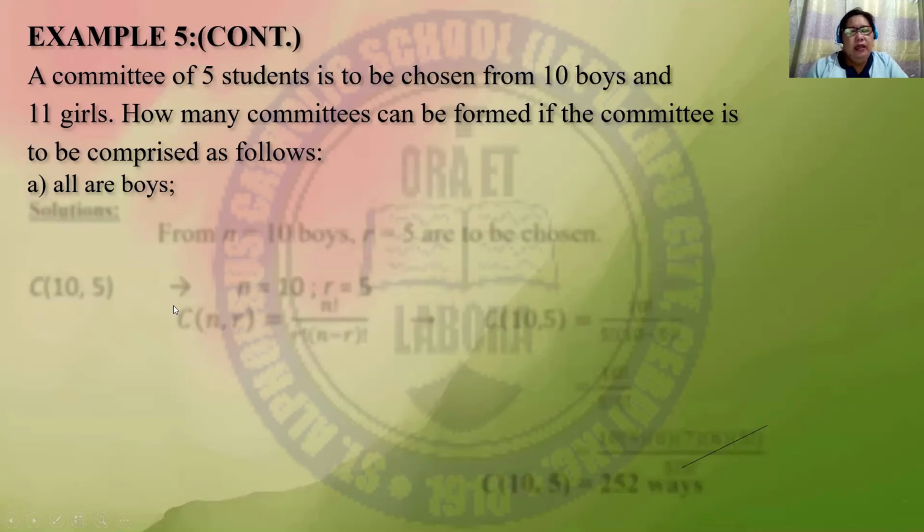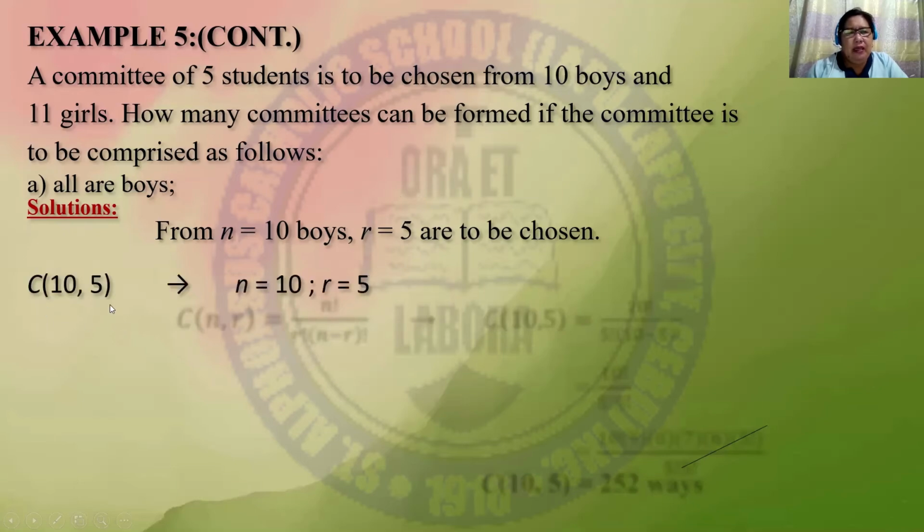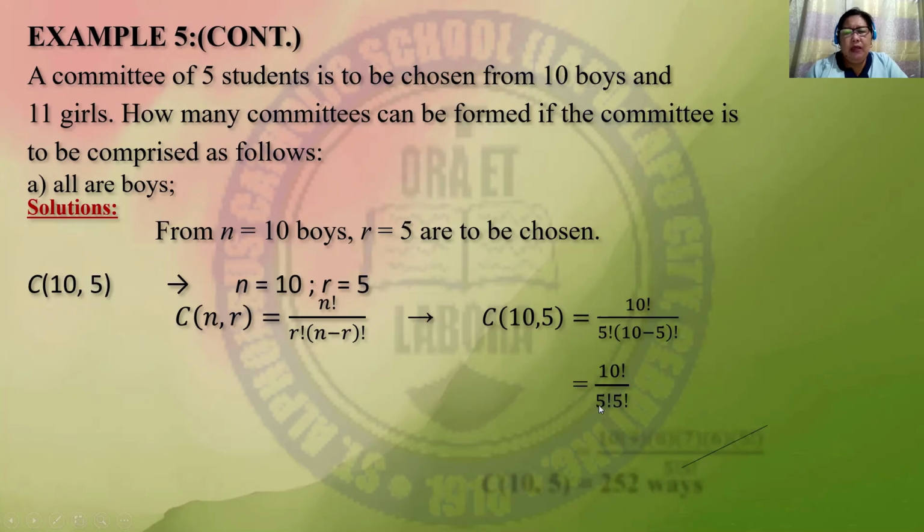For the solution of letter A, in which all are boys, we have n equal to 10 boys and r equal to 5, which are to be chosen. So we have C, 10, 5, 10 for n and 5 for r. Using the formula, we have 10 factorial over 5 factorial times the factorial of 10 minus 5. Then expand this: 10 times 9 times 8 times 7 times 6 times 5 factorial over 5 factorial times 5 factorial. Then cancel. So what we have is 252 ways.